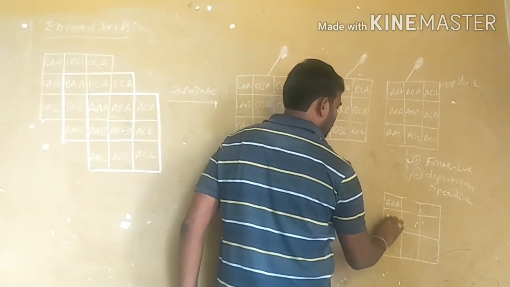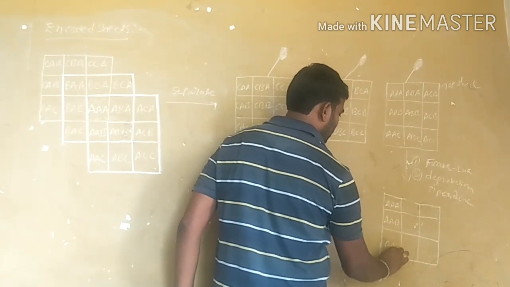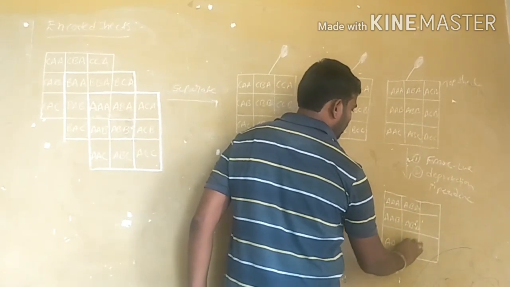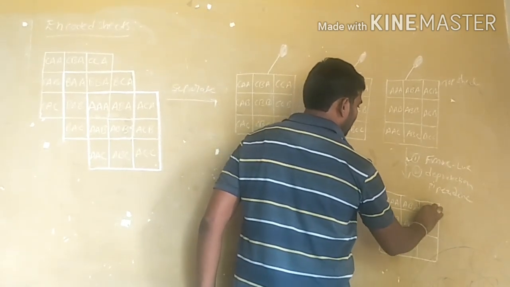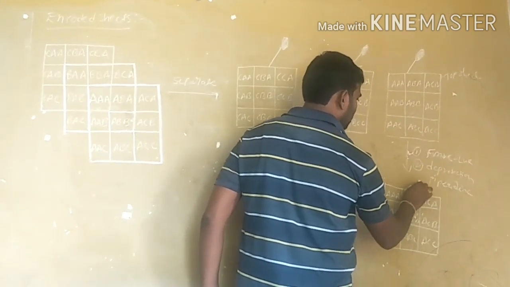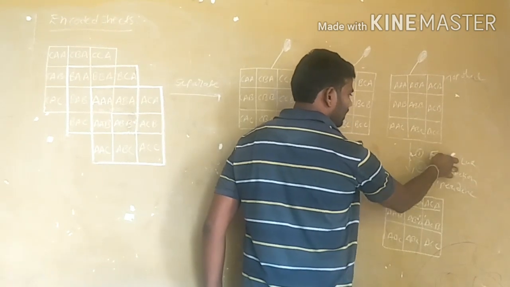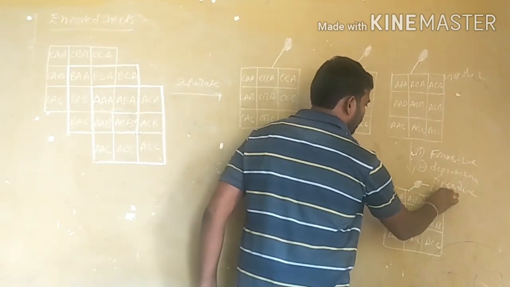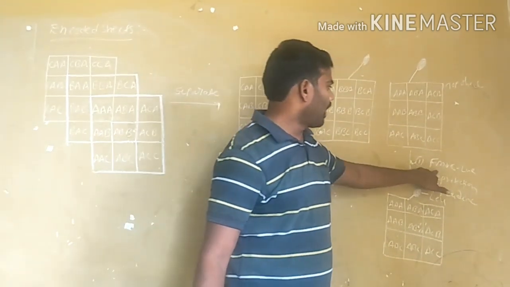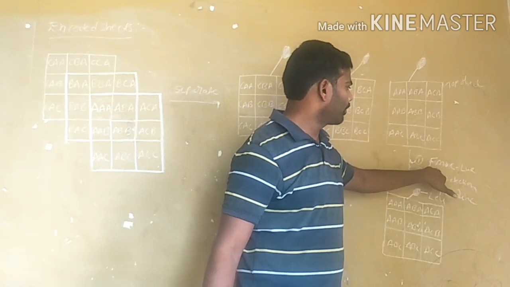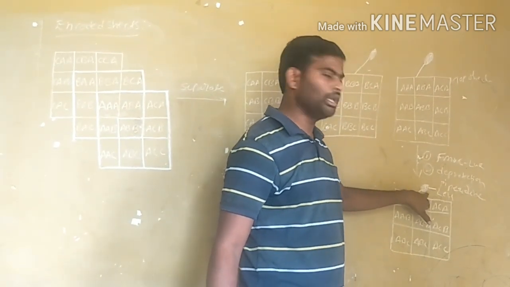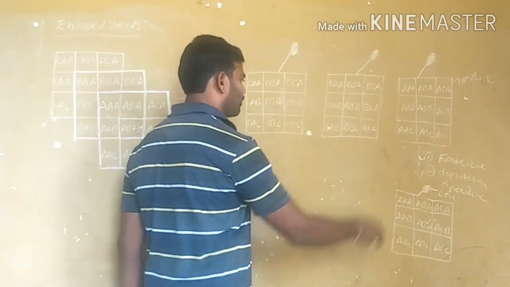AAA, AAB, AAC, ABA, ABB, ABC. Next ACA, ACB, ACC. To this resin bead, this leucine amino acid is added. First we are adding the Fmoc leucine, this is a protected leucine, followed by deprotection, giving the first amino acid added to the resin bead. This is the top sheet.